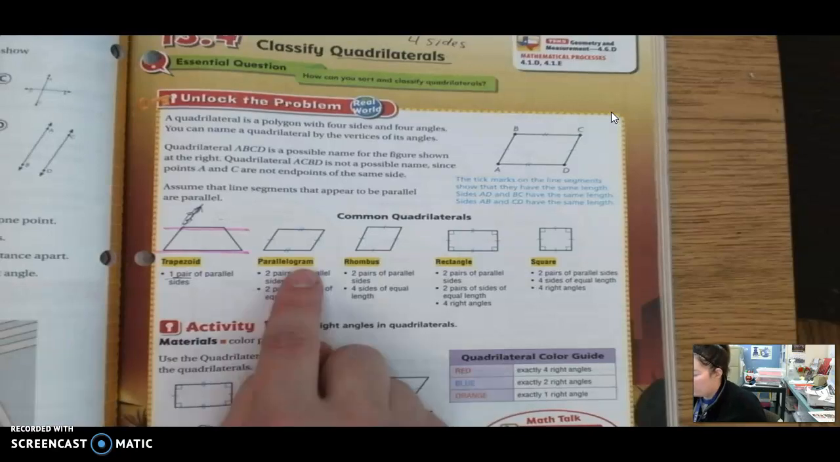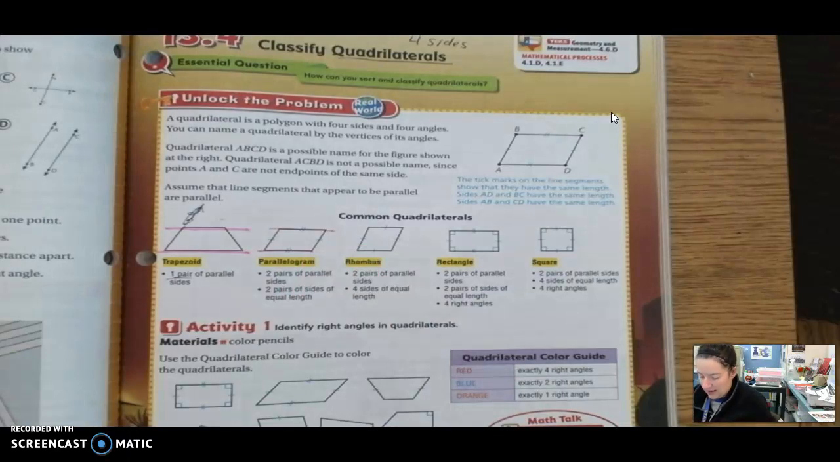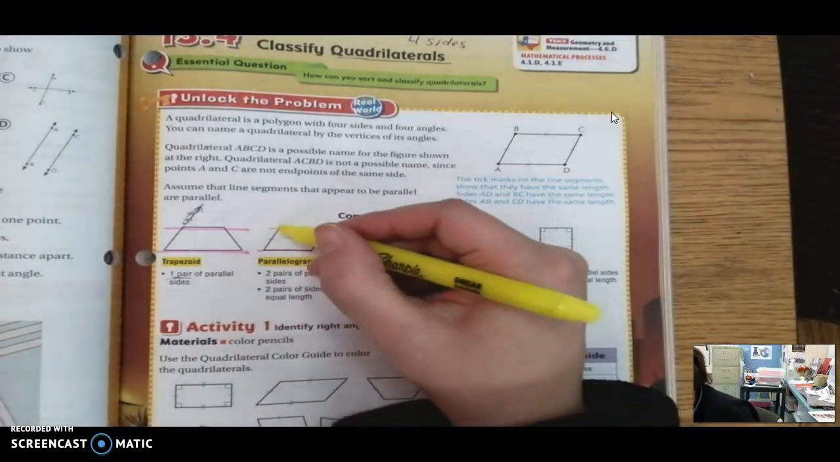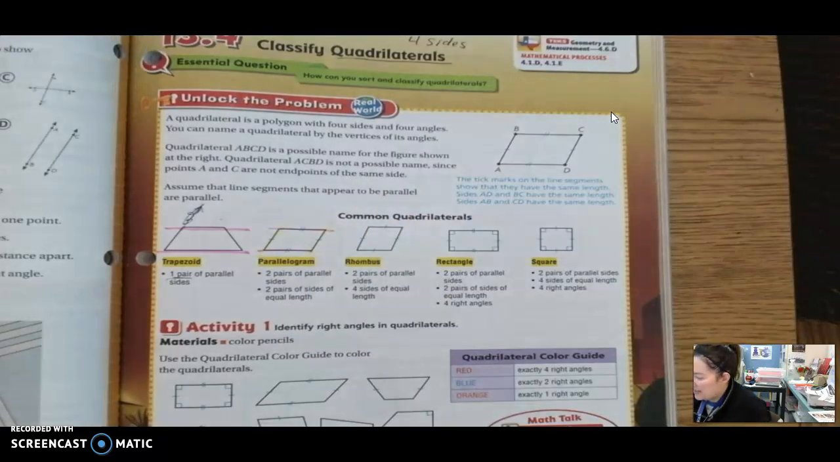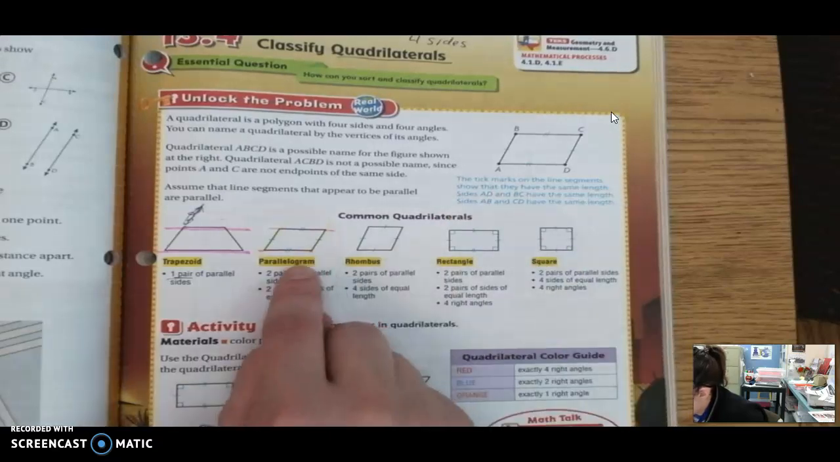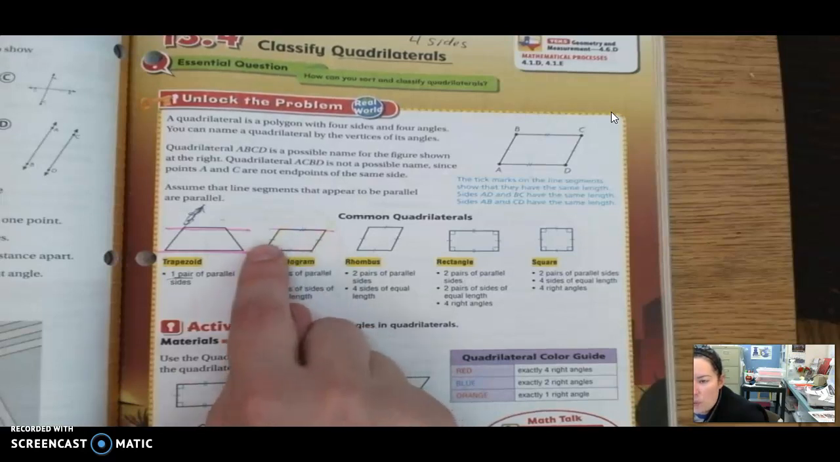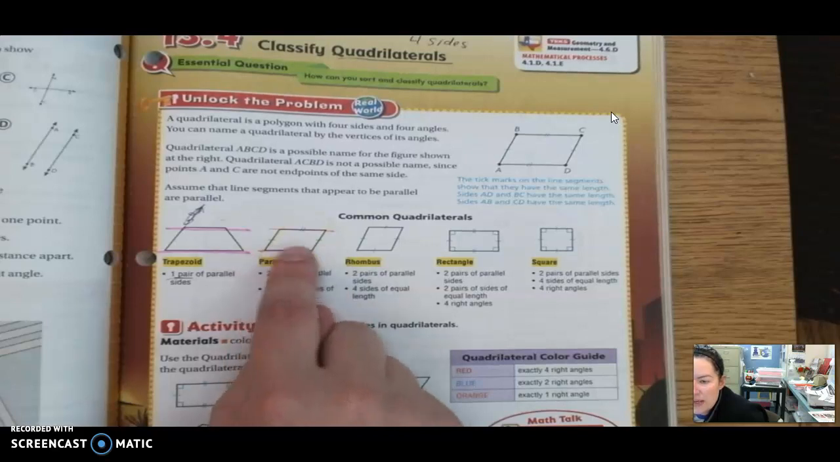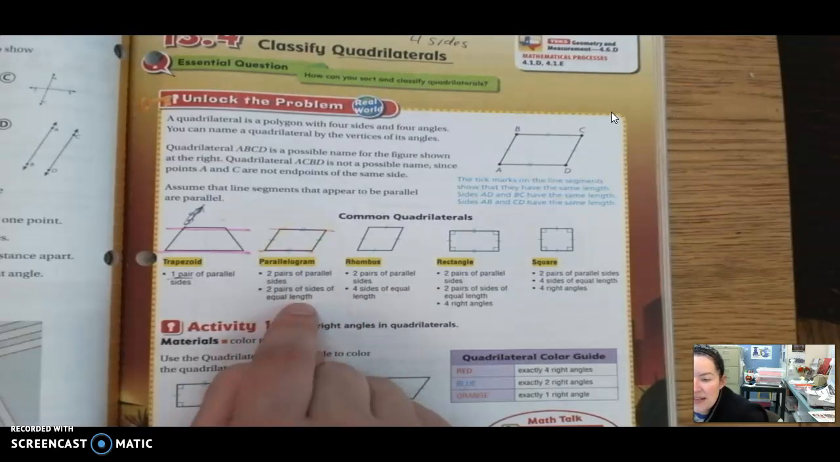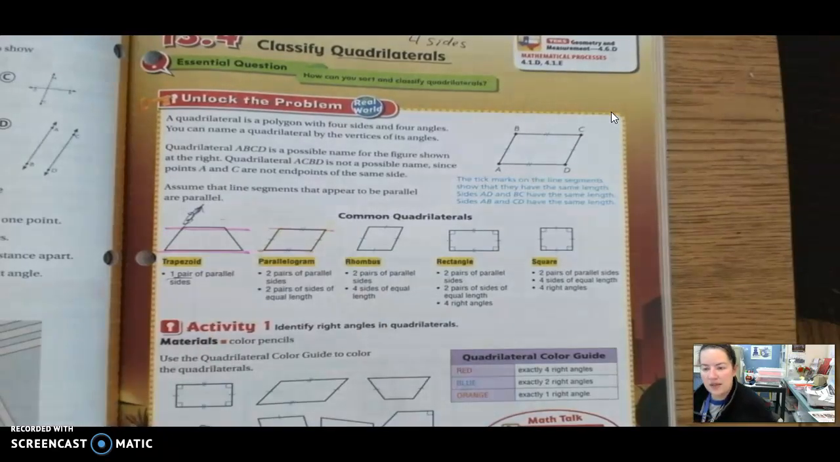A parallelogram has 2 pairs of parallel sides, right? This side is parallel with this side, and this side is parallel with this side. You'll notice these little tick marks on the line segments, they show that they have the same length. So this one and this one have 2 little blue lines on them. Do you see that? That means those are the same length. And this one has 1 line. That means those ones are the same length. So they have 2 pairs of sides of equal length. So this pink side are the same length and this yellow side are the same length.